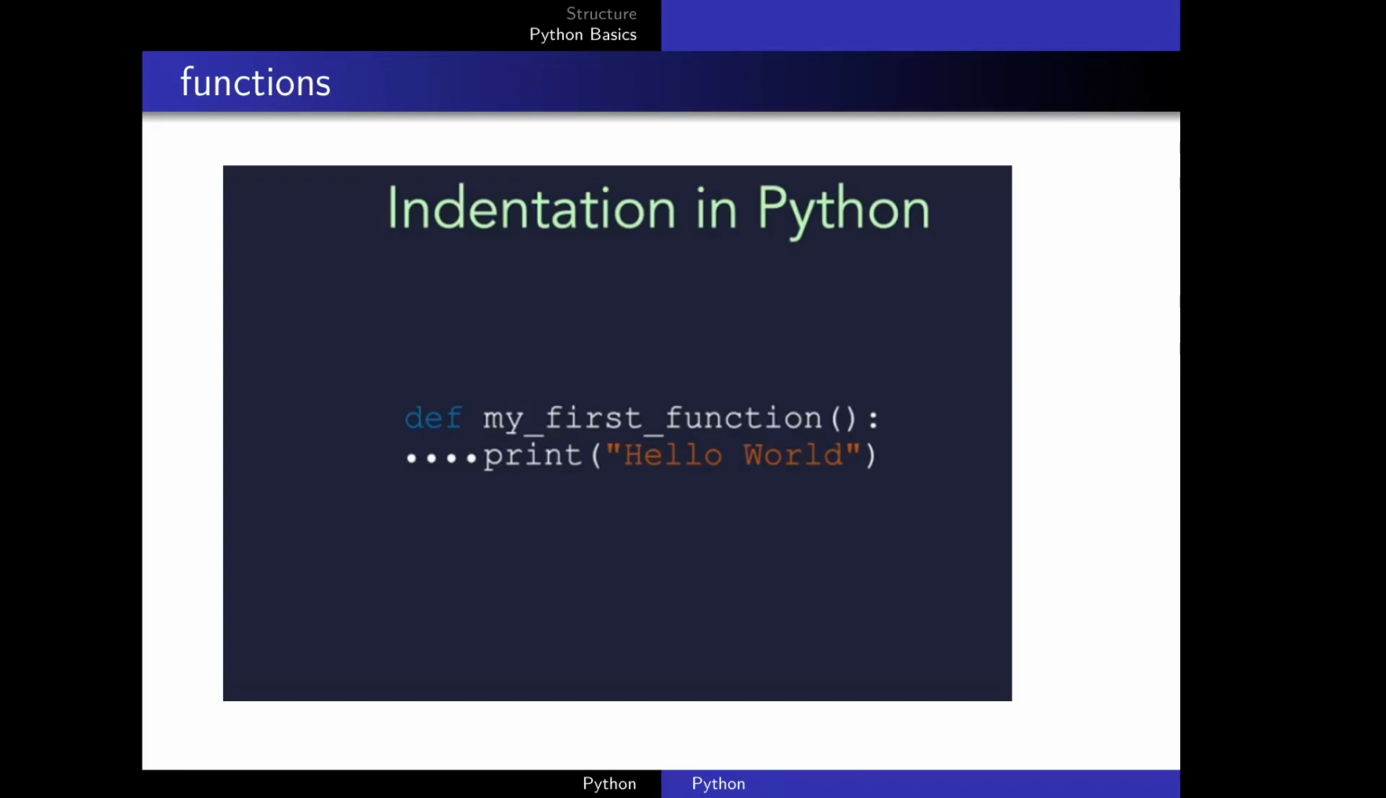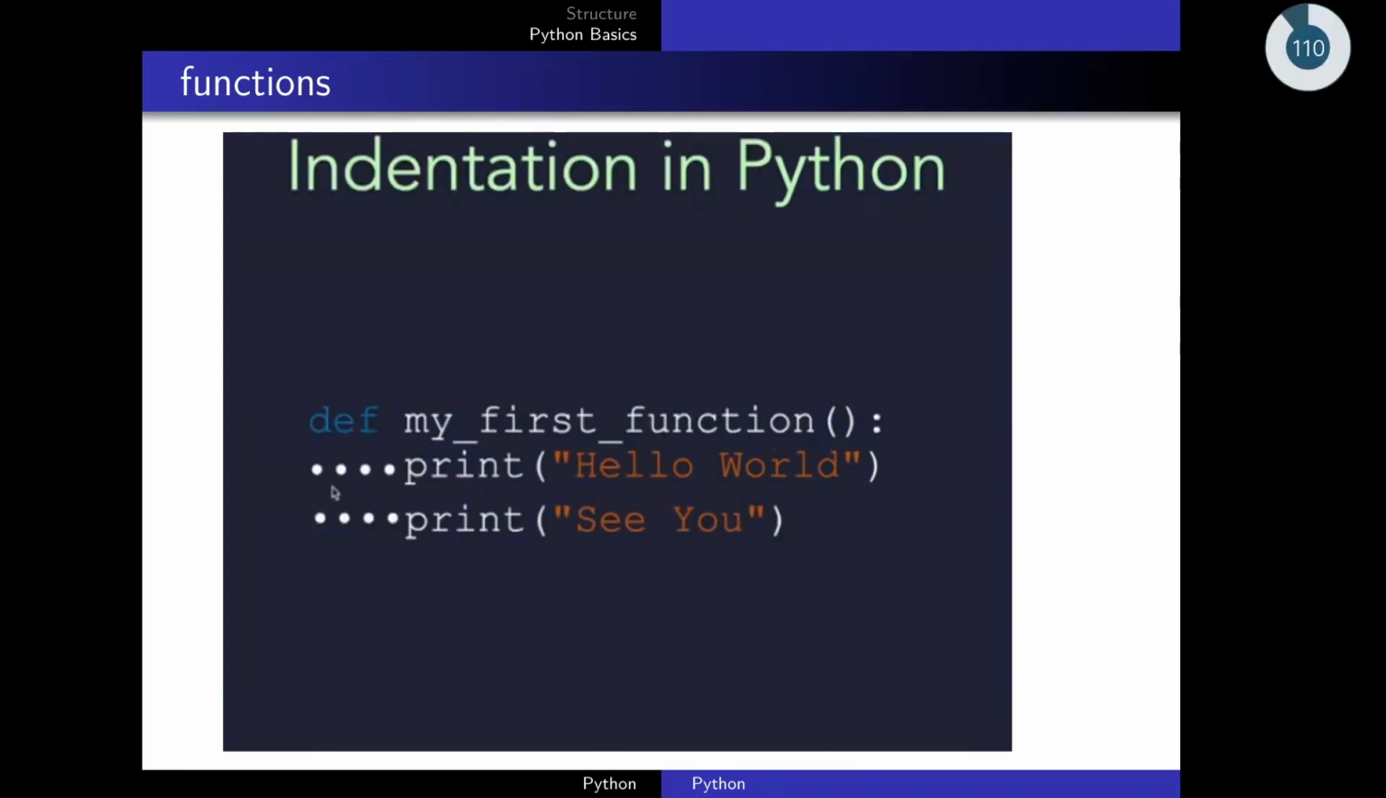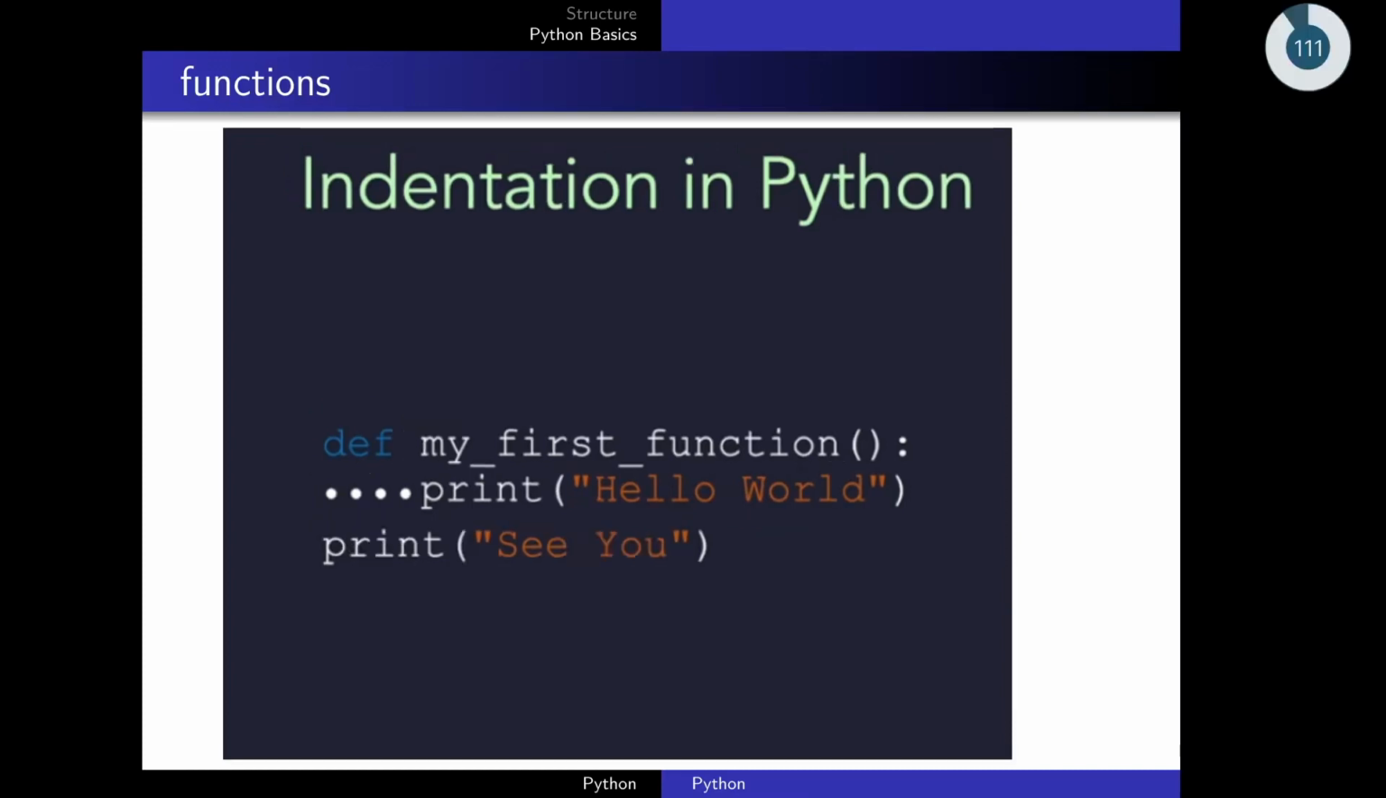So here if I call this function, it will print hello world, and if I call this function, it will print hello world and see you. Both of these are inside the body of the function. If I write like this, then the body of the function is only this first part. So this second one is outside of the function. If you call this function, it will only print hello world. See you is outside of the function because it's not indented by 4 spaces.